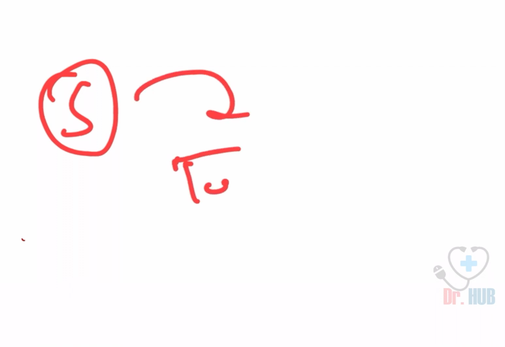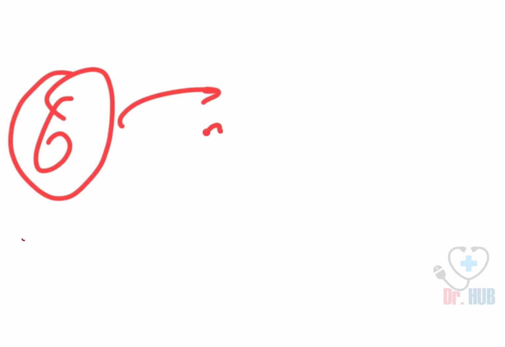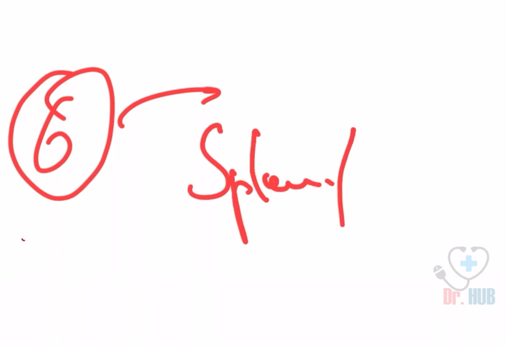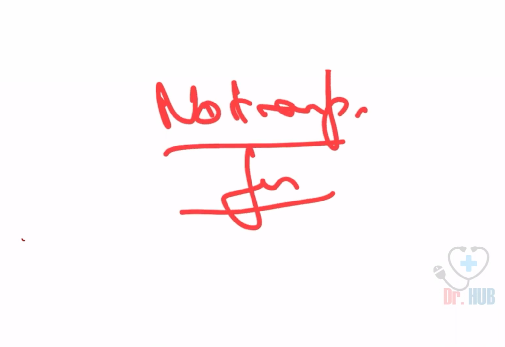Then moving on to GLUT5, it is present in the testis as well as the intestine, and it helps in the absorption of fructose. Then GLUT6 is present in the spleen and the leukocytes. Here there is no transporter function.